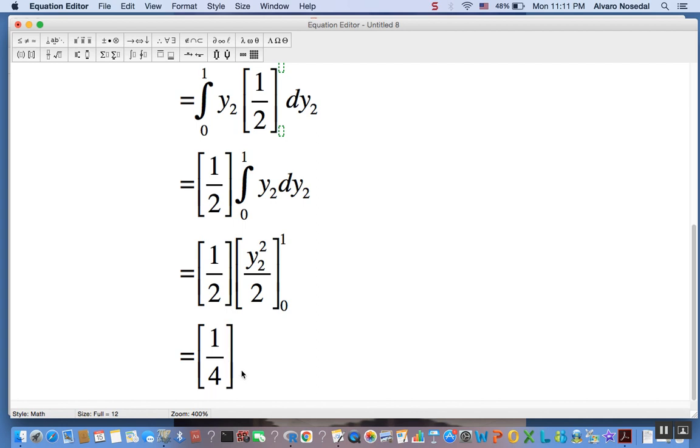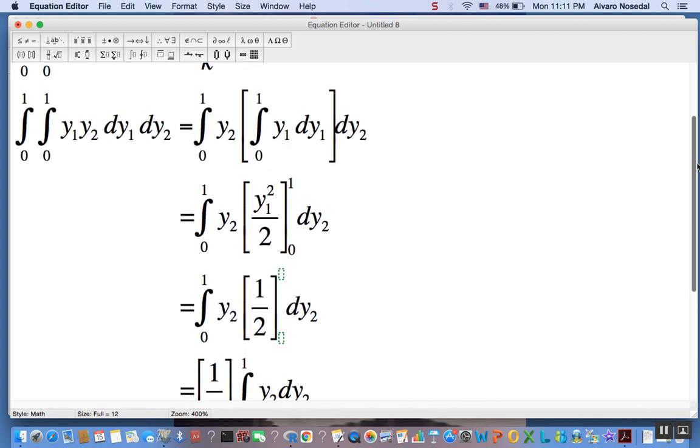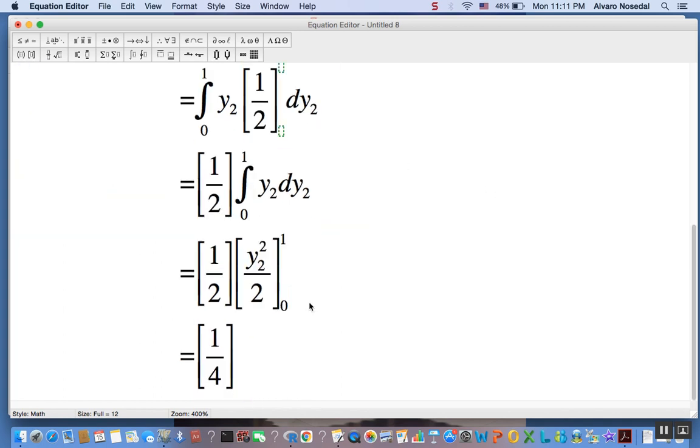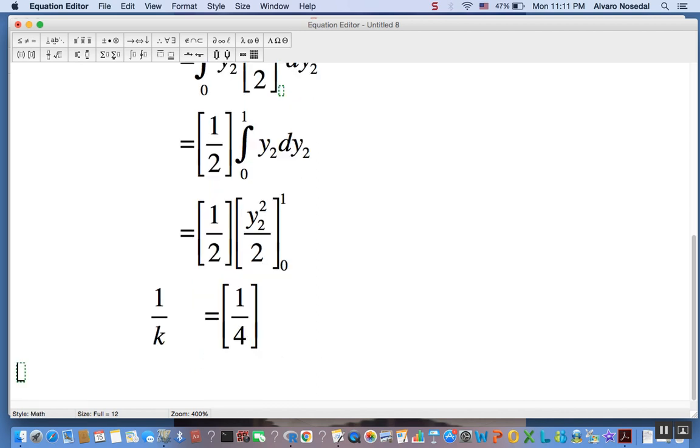But that happens to be just 1 over k. Therefore, the constant that we are looking for is k equals 4. Make sense? Okay, so now we have a legit joint probability density function.